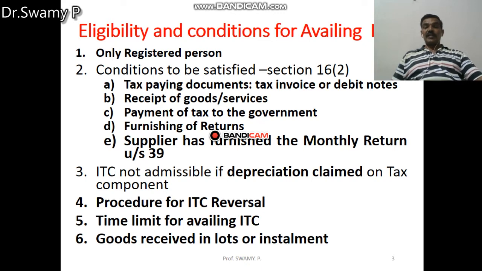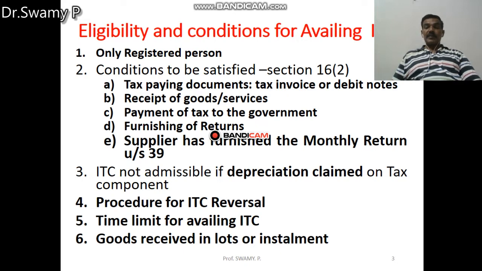This is nothing but the taxes charged in respect of supply should have actually been paid to the government, subject to certain provisional availment of credit by the supplier. Unless the taxes are actually paid by the supplier, input tax credit cannot be availed. And the next one is furnishing of returns. This is very important. The supplier has to furnish the monthly return in the prescribed format.